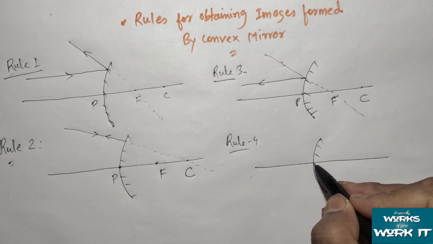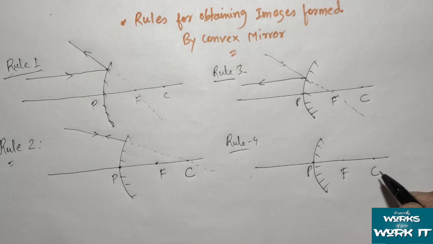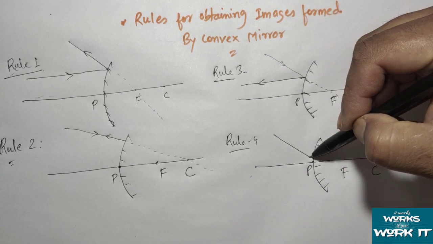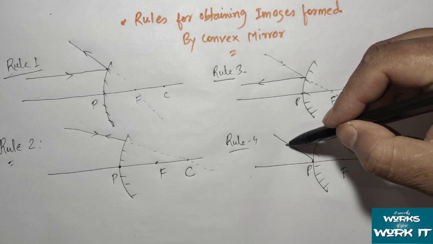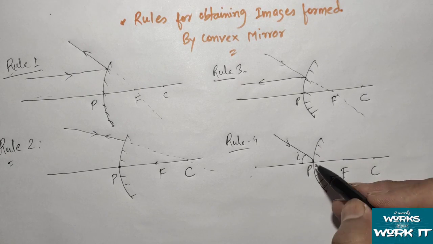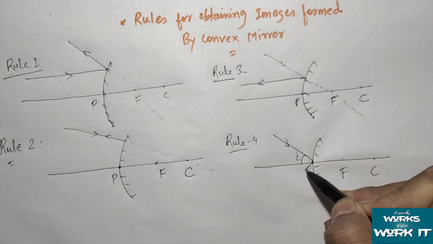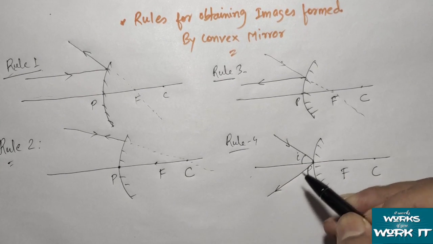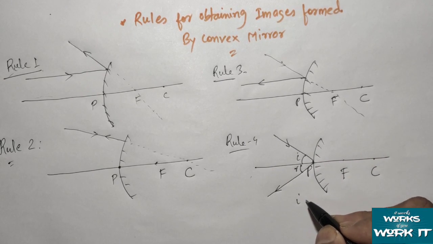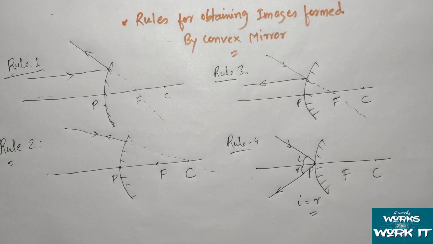Rule 4. Again I will draw a convex mirror and the principal axis. This one is the pole, this one is the principal focus and this one is the center of curvature. If a light ray falls on the pole of a convex mirror, it will make some angle, and that angle will be the angle of incidence. After reflection, it makes the same angle and is reflected back. That is called the angle of reflection. So that means i should be equal to r. These are the rules of the convex mirror.